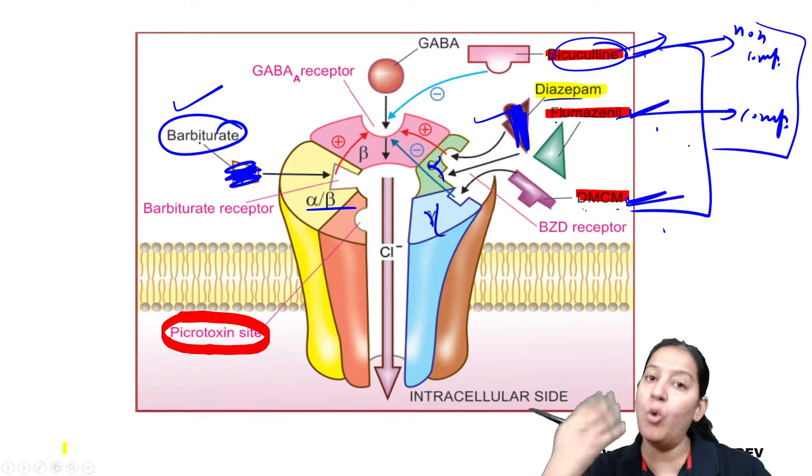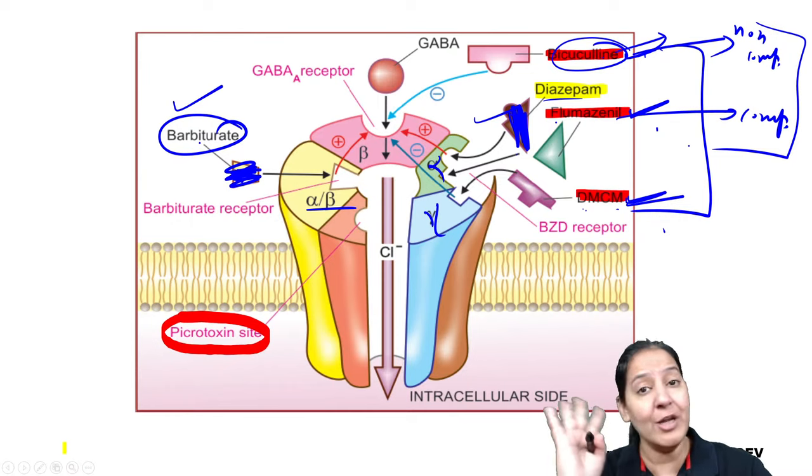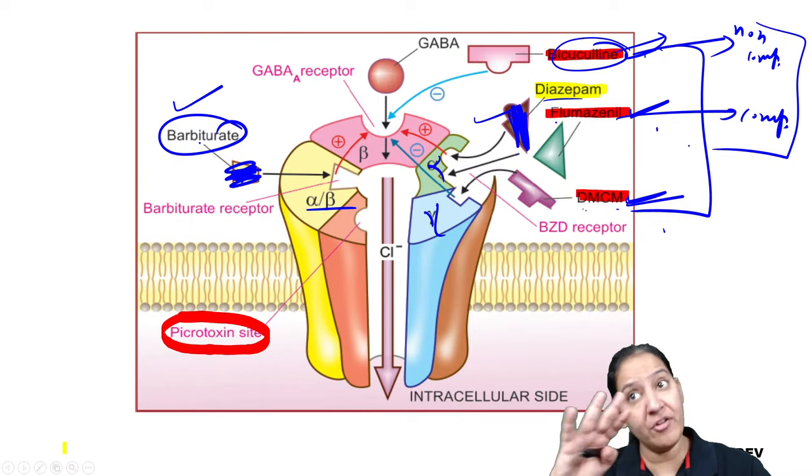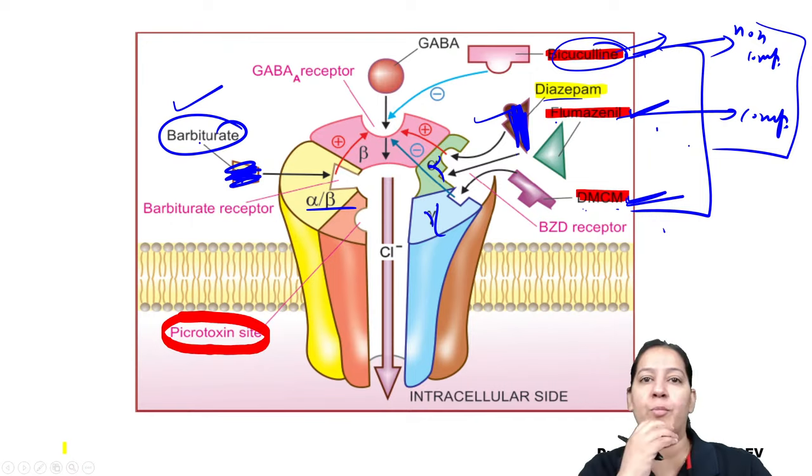They are the opposite of benzodiazepines. They will cause insomnia. They will not induce sleep. They will reduce GABA and reduce chloride opening. Less chloride will come in, so less hyperpolarization. Less inhibition means excitation.